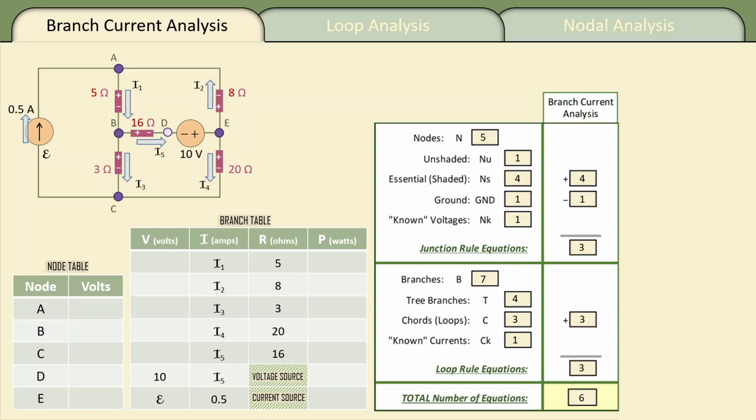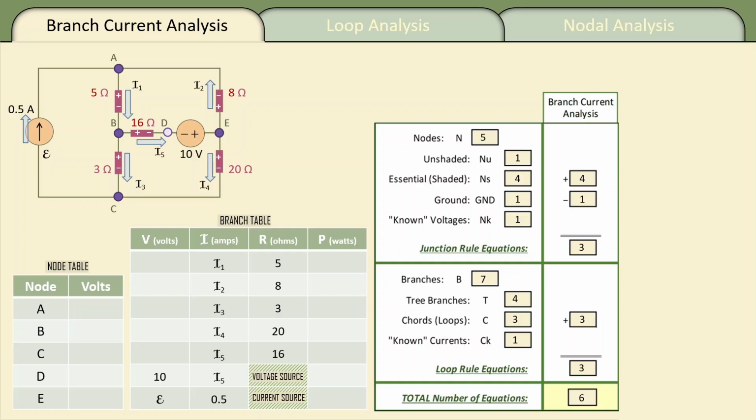Now with our branches, we said we had 7. We're not going to discuss tree branches and chords at this time. I have another video that goes into more detail on that. But what I've called C, the chords, for our purposes, in a planar network, a network that can be drawn in the plane, we will just look at the mesh loops, and there are 3 mesh loops. We're also going to indicate that there is one known current, the half amp supply.